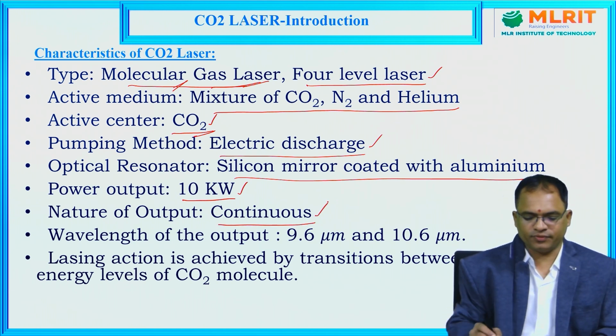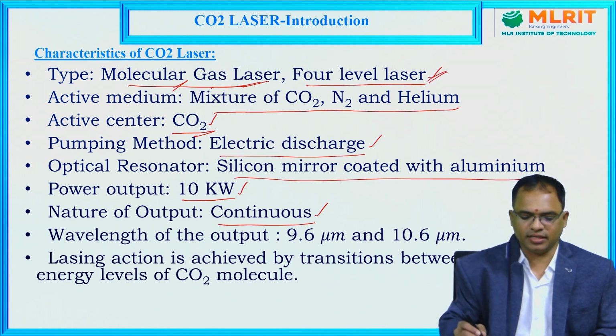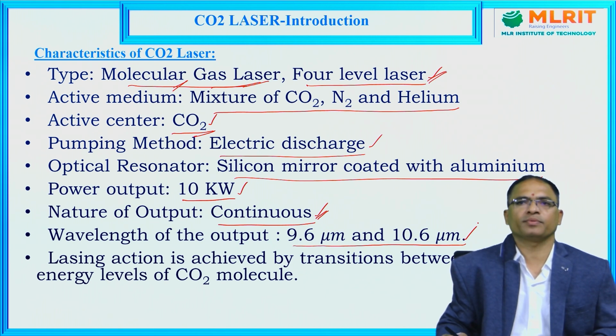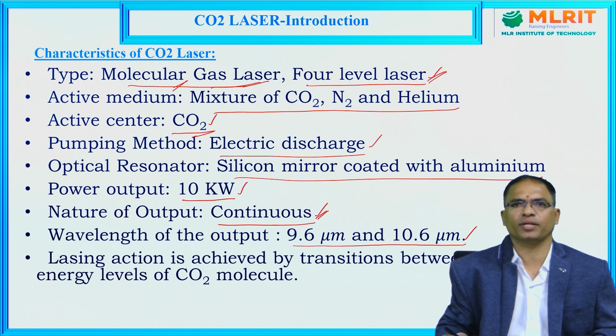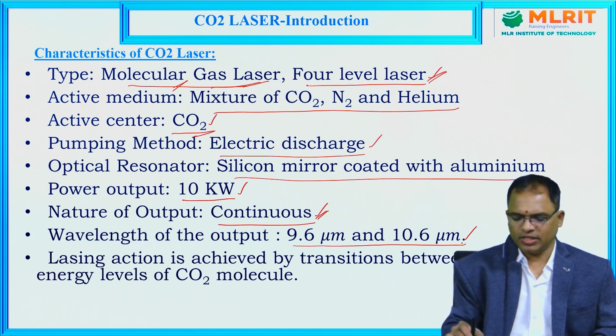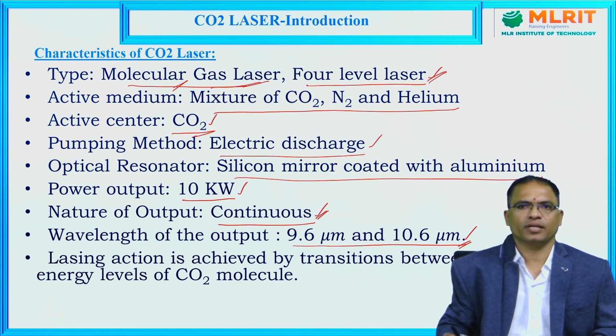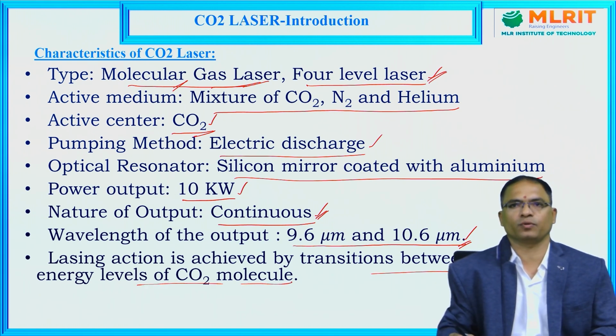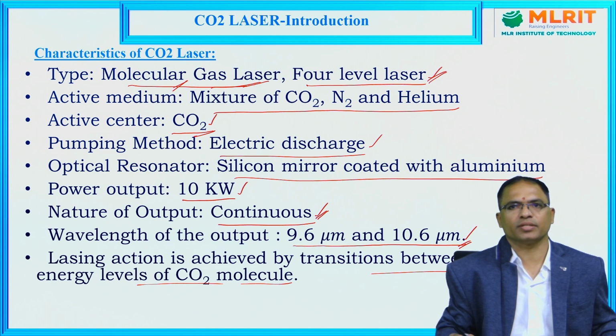Nature of output, as we discussed, in the case of 4-level laser, generally the output will be continuous, and wavelength of output in this case is two types of outputs will come. One is 9.6 micrometers and the other is 10.6 micrometers. So based on the requirement we can take one as output and we can suppress the other. So generally carbon dioxide laser emits light in the infrared region. These wavelengths correspond to infrared region of the electromagnetic spectrum, and lasing action is achieved by transitions between vibrational energy levels of carbon dioxide molecules. So regarding this we are going to discuss in the next slide.